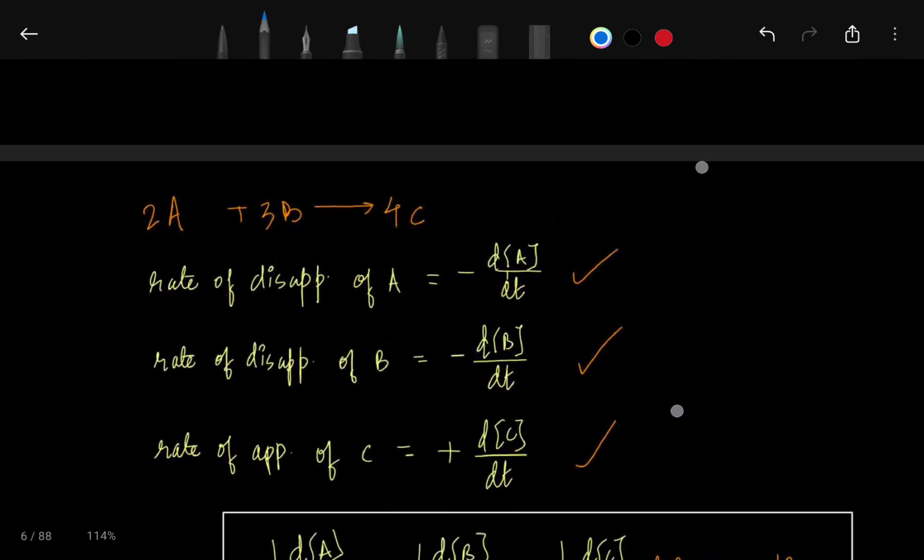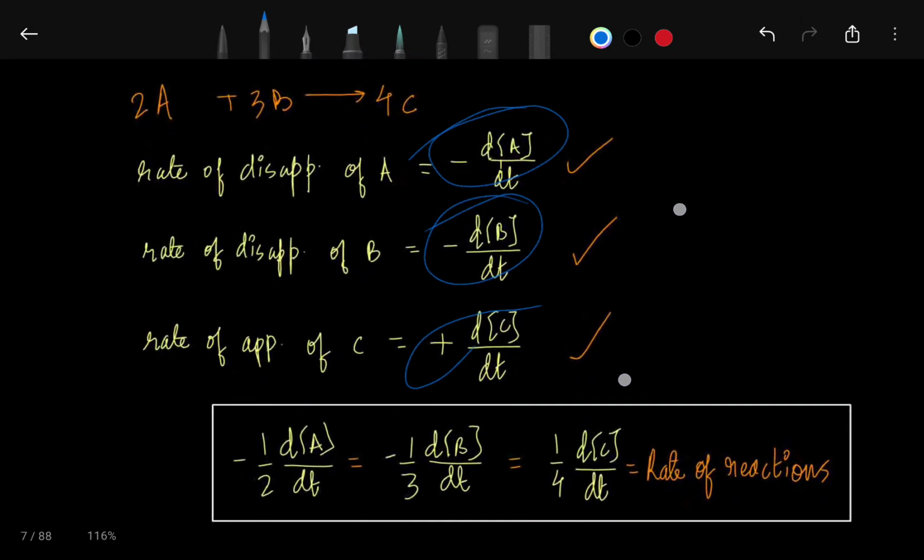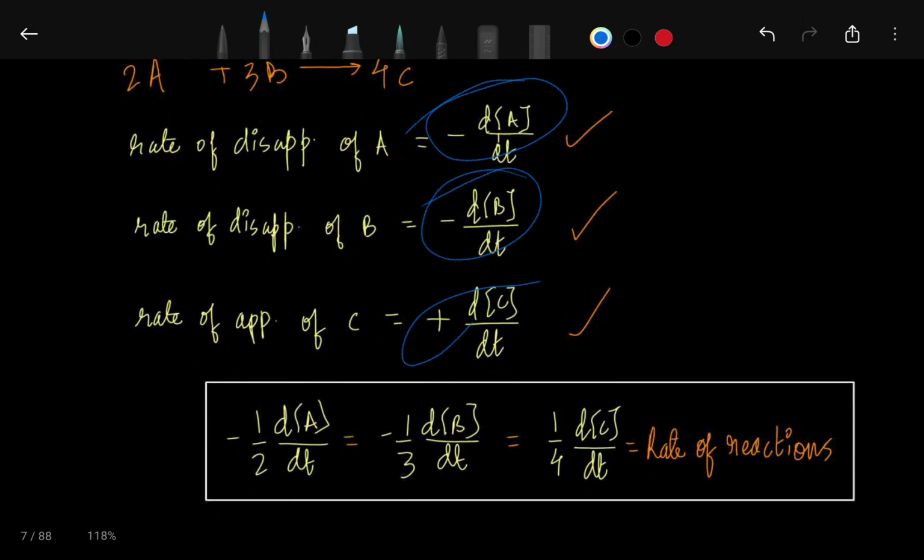So by using this, let's see how to write the rate law. For disappearance rate, minus dA by dt, minus dB by dt, and for appearance rate, dC by dt. Using the rate law, we also use the coefficient to equalize everything. First, in disappearance rate we use a minus sign, and in appearance rate we use a plus sign. Let's start with the disappearance rate. Let's give an example like 2A plus 3B gives 4C.